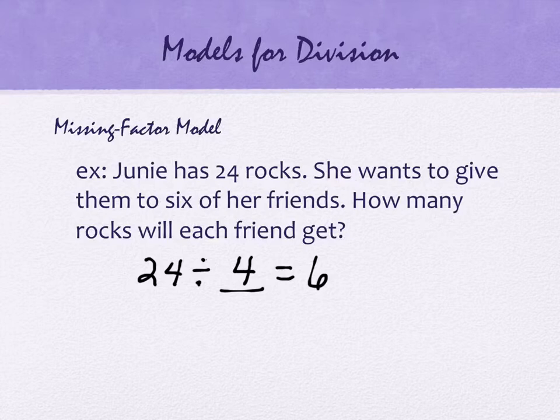So I have 24 rocks. It's the same word problem, 24 rocks. She wants to give them to 6 of her friends. How many rocks will each of them get? The idea is 6 times what would equal 24. It's a missing factor in terms of multiplication.